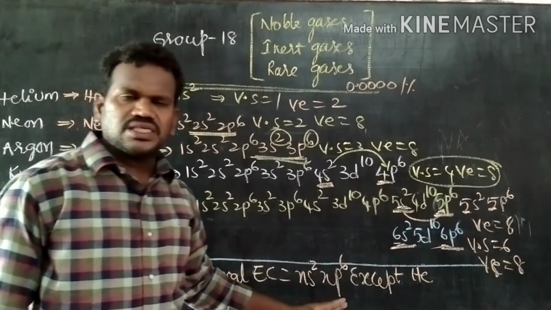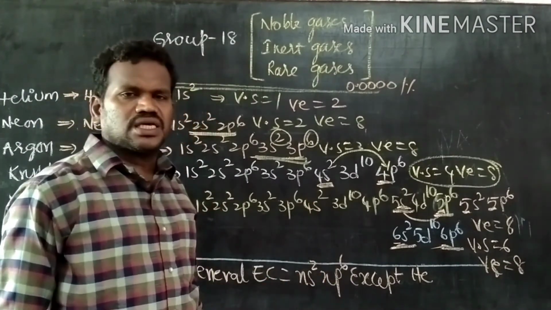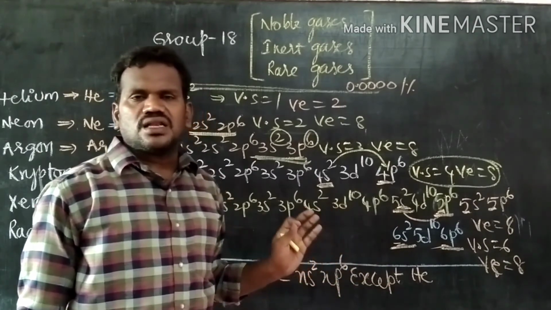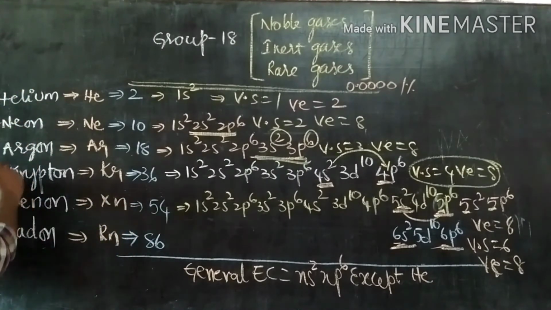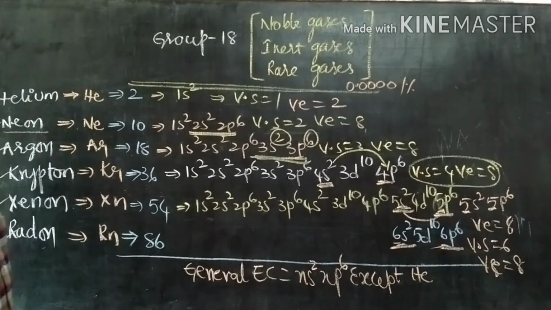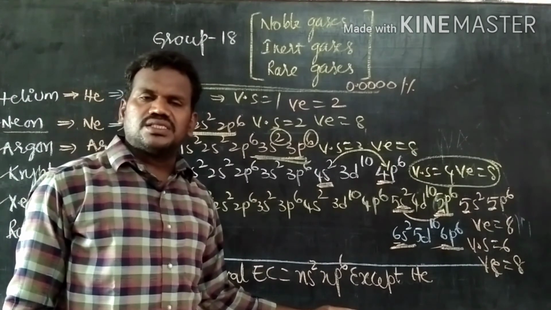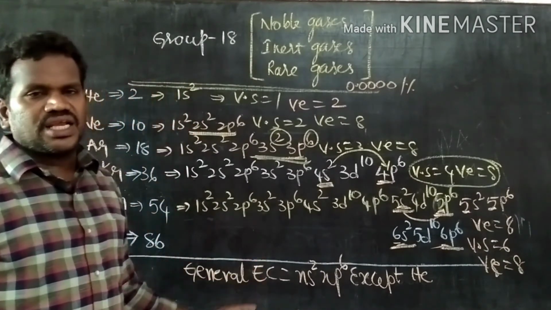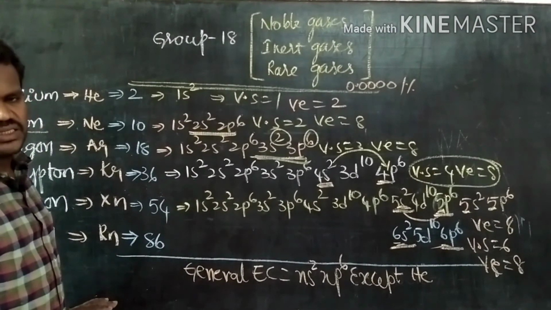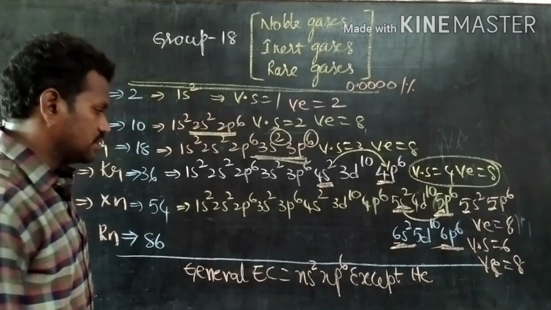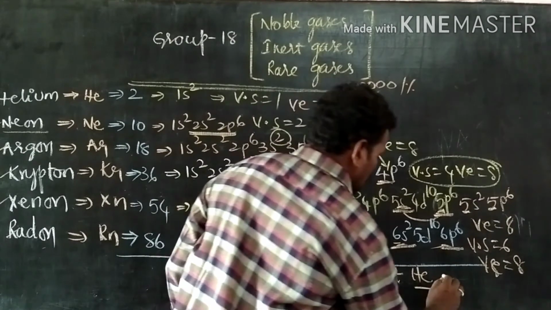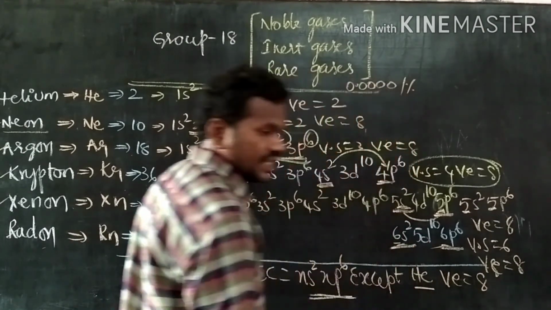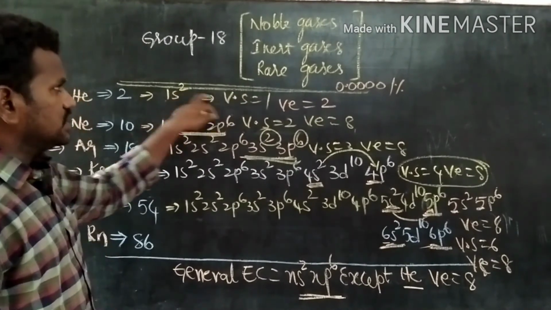Then why is there an exception here? Though there is an exception, the physical and chemical properties of helium resemble the physical and chemical properties of other inert gases like neon, argon, krypton, xenon and radon. So, though there is a difference in the electronic configuration, we arranged helium along with these inert gases. Compulsorily we should give the exception. So the general electronic configuration is ns2 np6 except helium. Now valency electrons are 8 except helium. In the case of helium, valency electrons are 2.